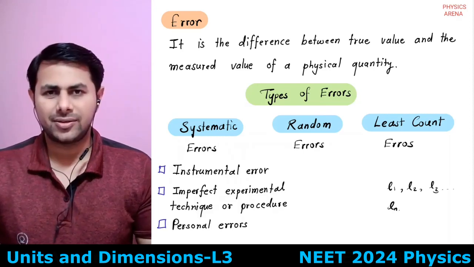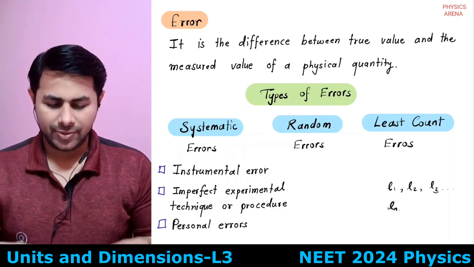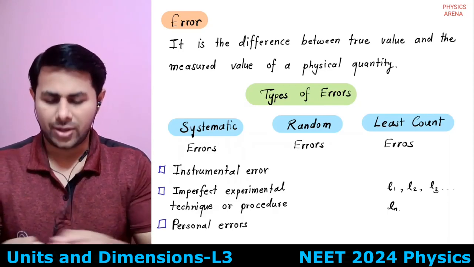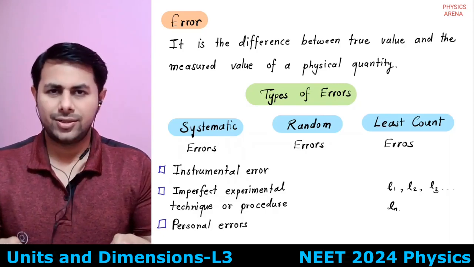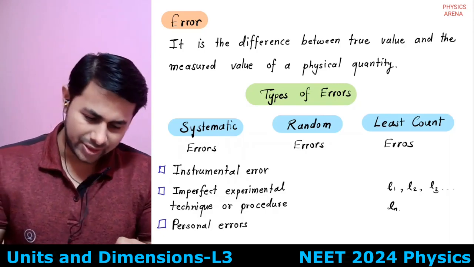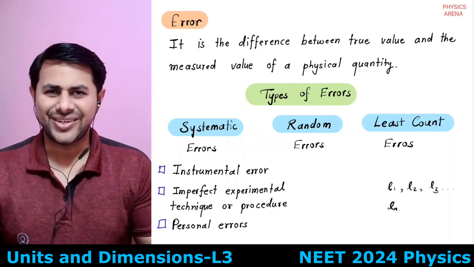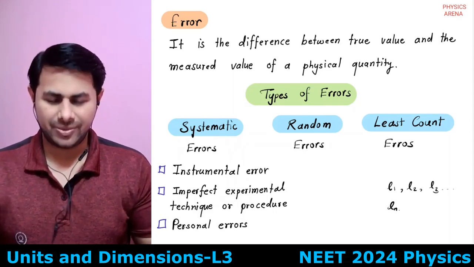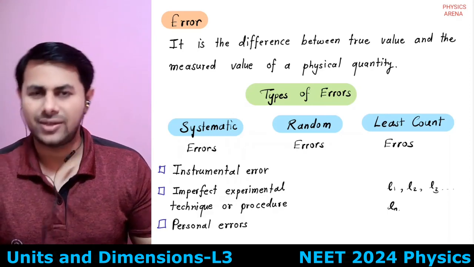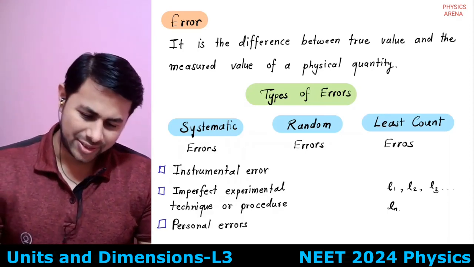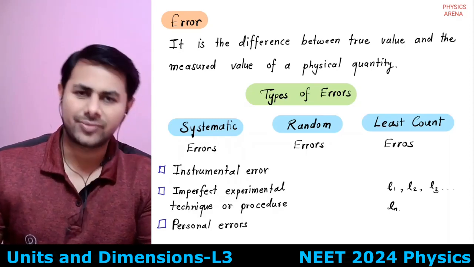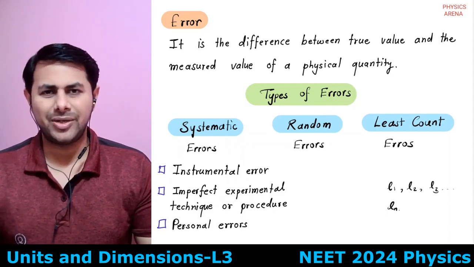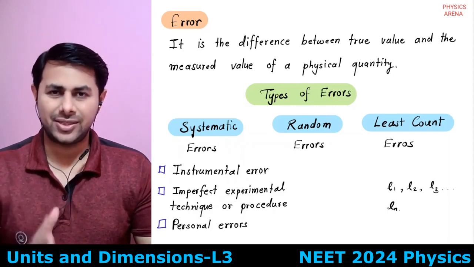Then personal error. So what do you mean by personal error? So for an example, let's consider this example. Measuring length of this pen, I will keep a tape or a meter scale over here, and some people have tendency to look from this side or this side. So they are biased. Somebody, let's say, will always see from this side. There might be some other person who has tendency to look at it like this. So the measured value will be always shifted compared to the true value.